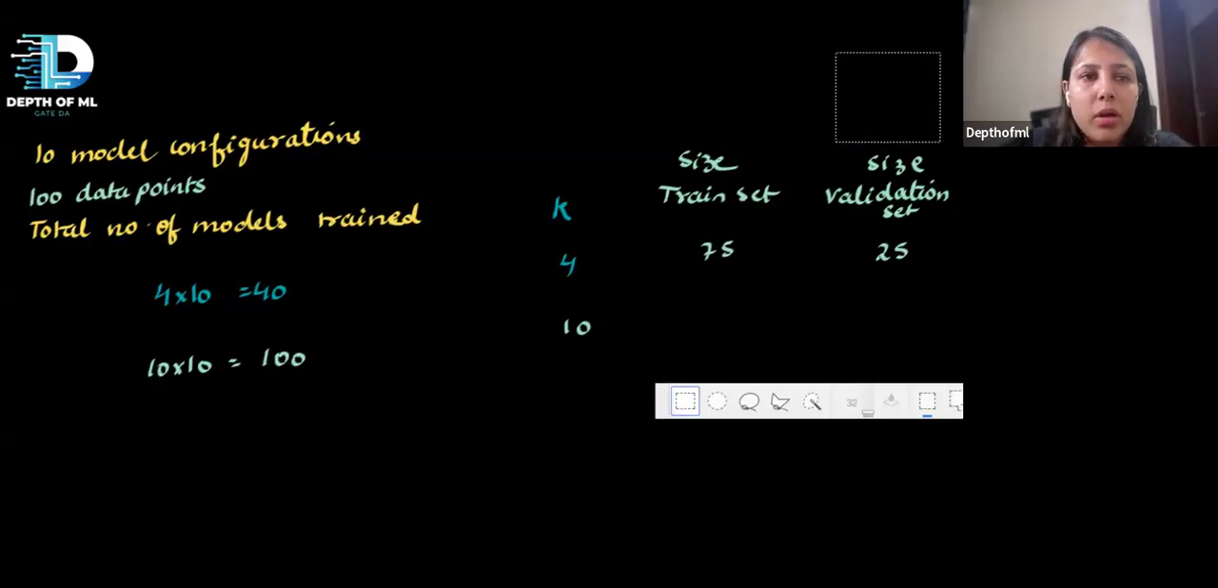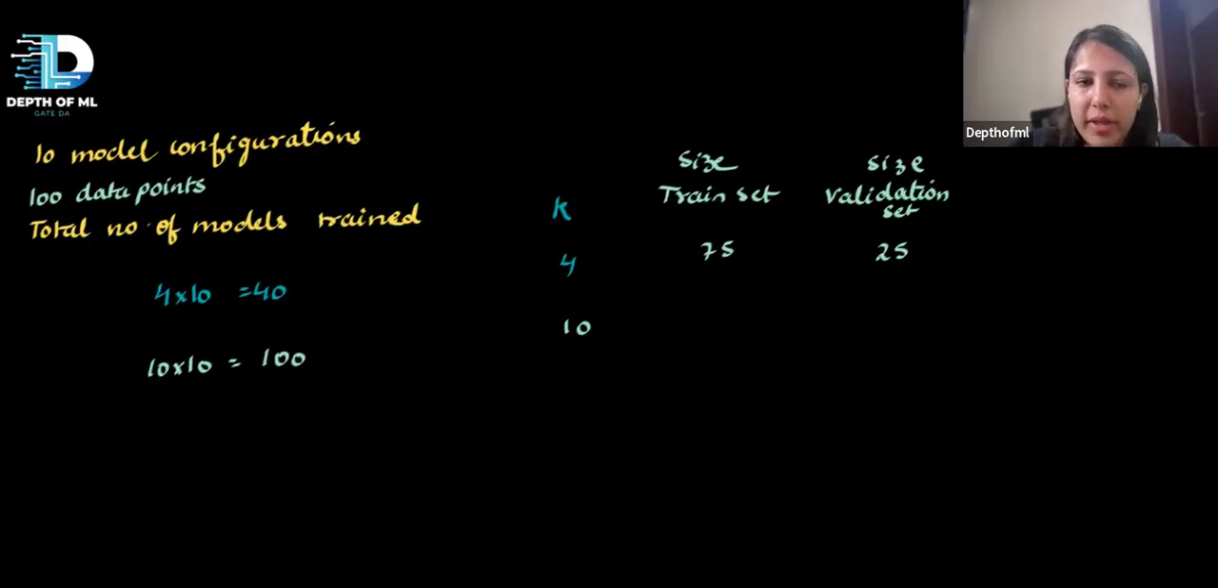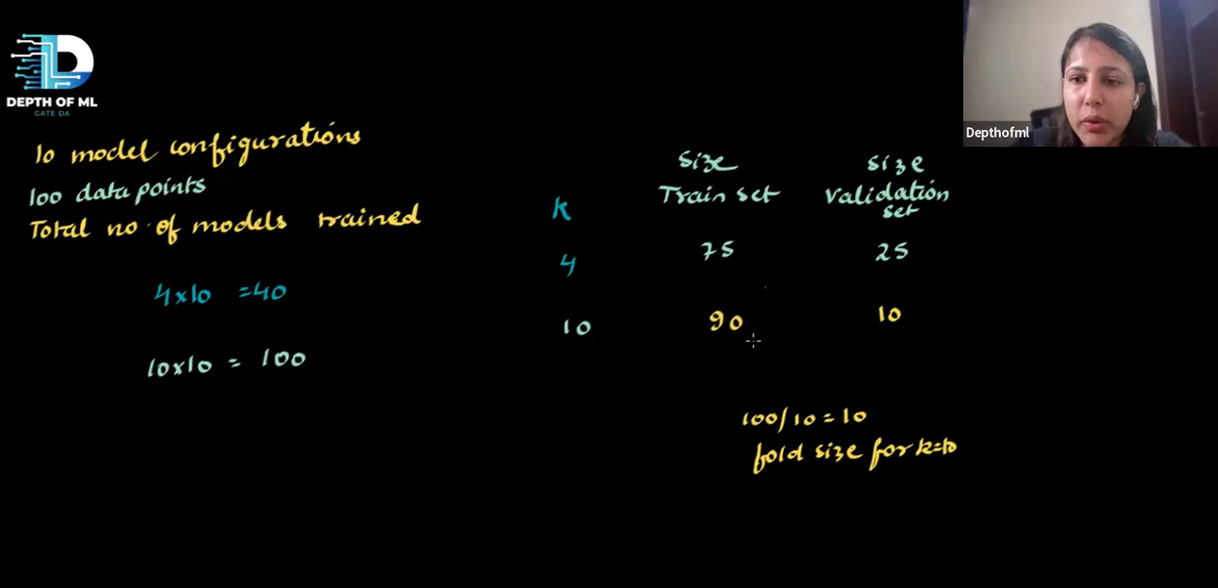Now, when I use K equals 10, what is the size of every fold? 100 by 10 is 10, so the fold size for K equals 10 is 10. How many data points will I have in training? I have 90 points, because the rest 9 of the splits will go to the train set.